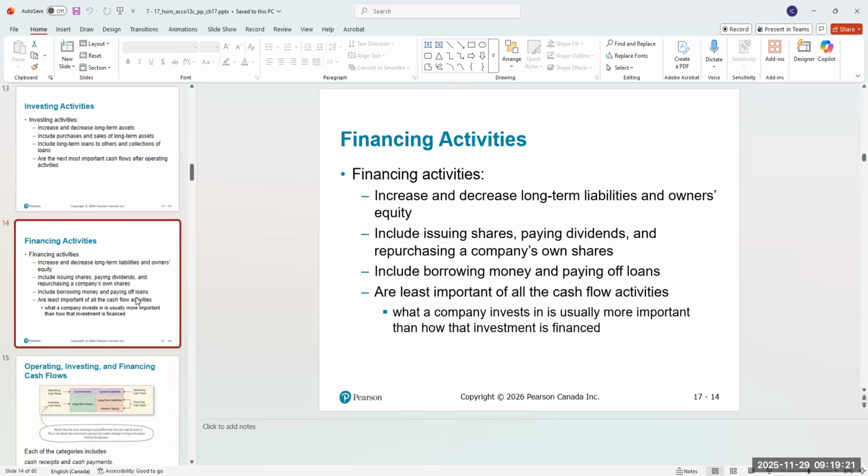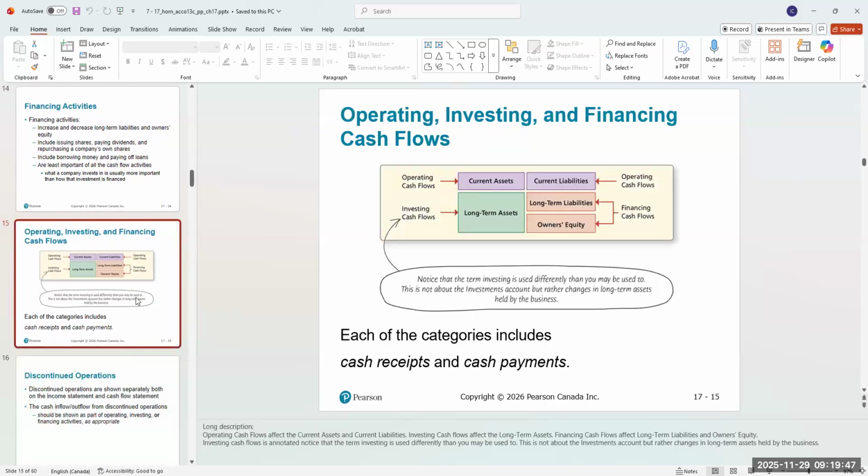Financing activity will be the increase and decrease in the long-term liability and equity. That includes issuing shares, paying dividends, borrowing money, and paying loans. And that's the least important section of the cash flow statement compared to the operating and investing activities.